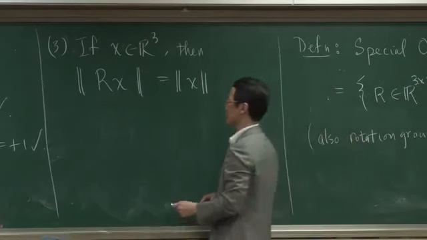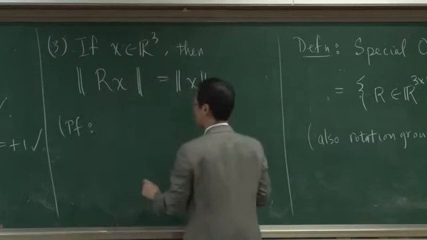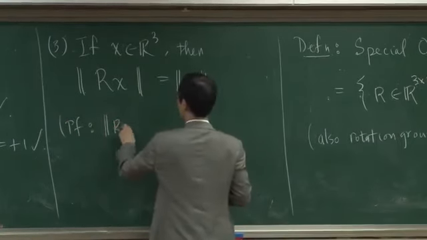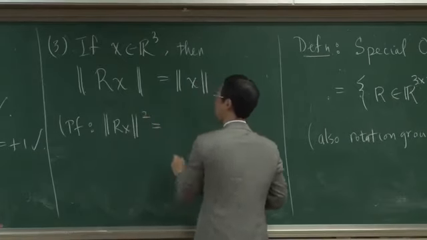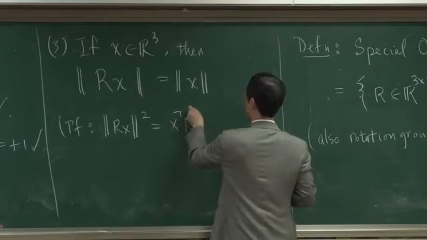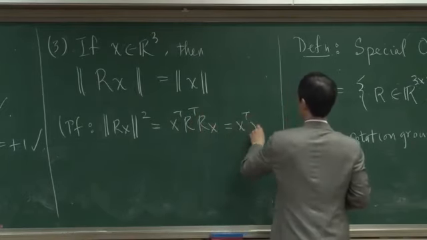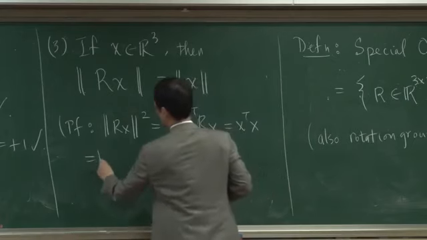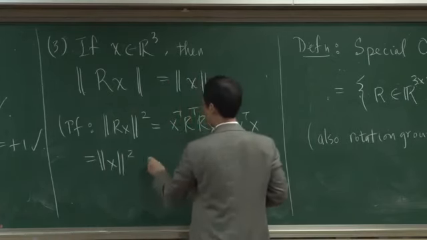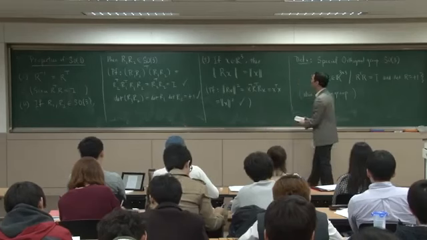Again, this is quite easy. Let's take the length squared. So this is going to be X transpose R transpose R X, which is just X transpose X, which happens to be just the norm of X squared. So there we go. Very straightforward calculation.